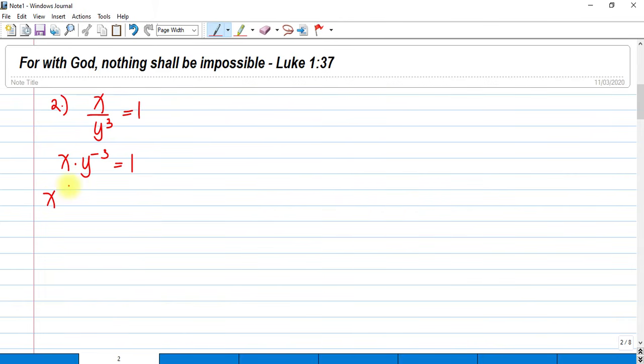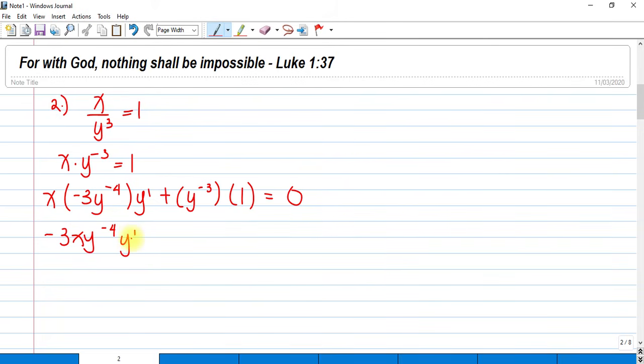So again, this is a product rule. I copy the first one and differentiate this: negative 3 y, with minus 1 on the exponent, so this becomes negative 4, multiplied by y prime. It's always y prime. Plus, copy the second one, then differentiate x. So u dv plus v du is equal to the derivative of a constant, which is 0. So simplifying, we have negative 3x y raised to negative 4 y prime plus y raised to negative 3 is equal to 0.